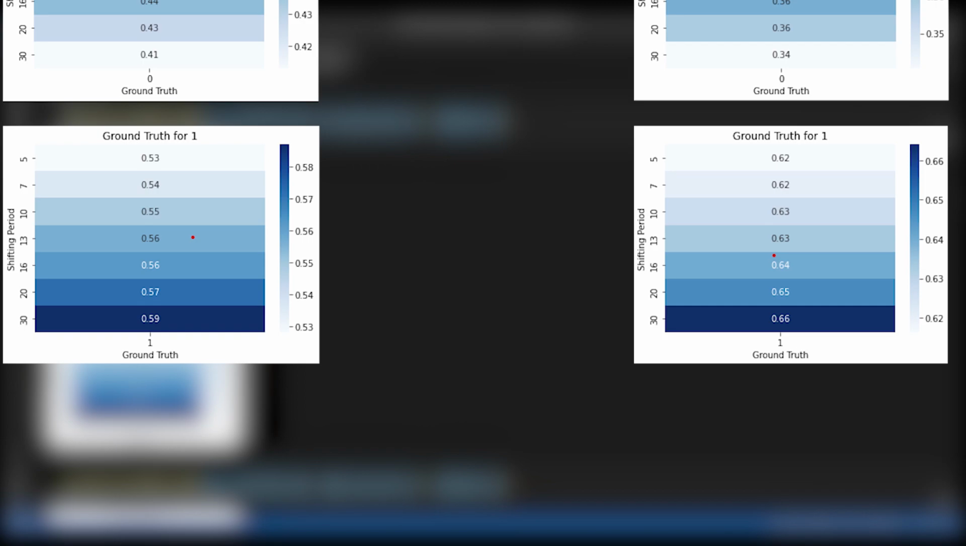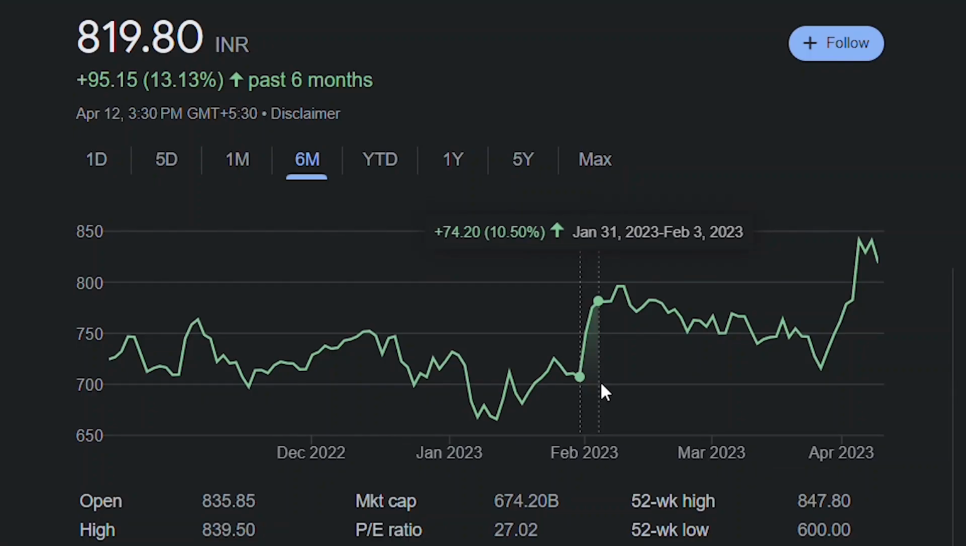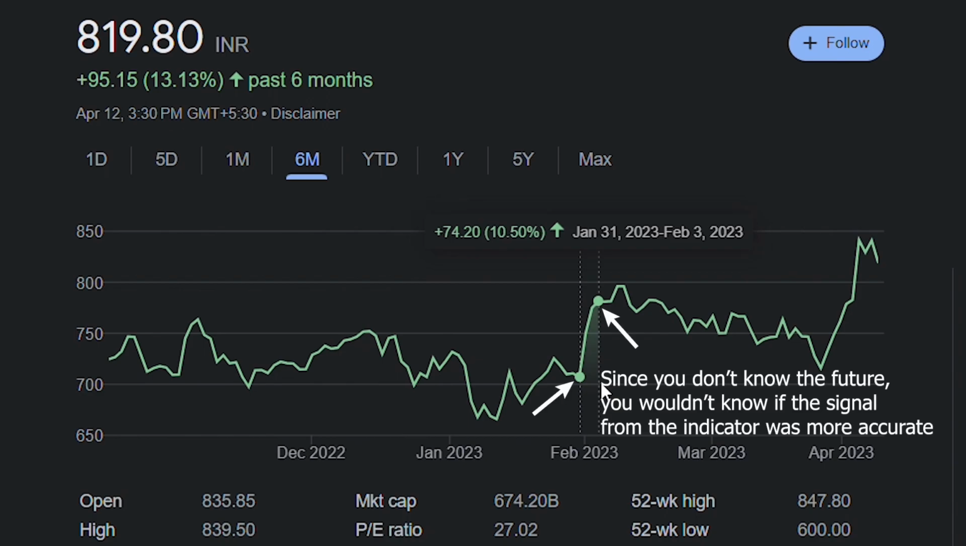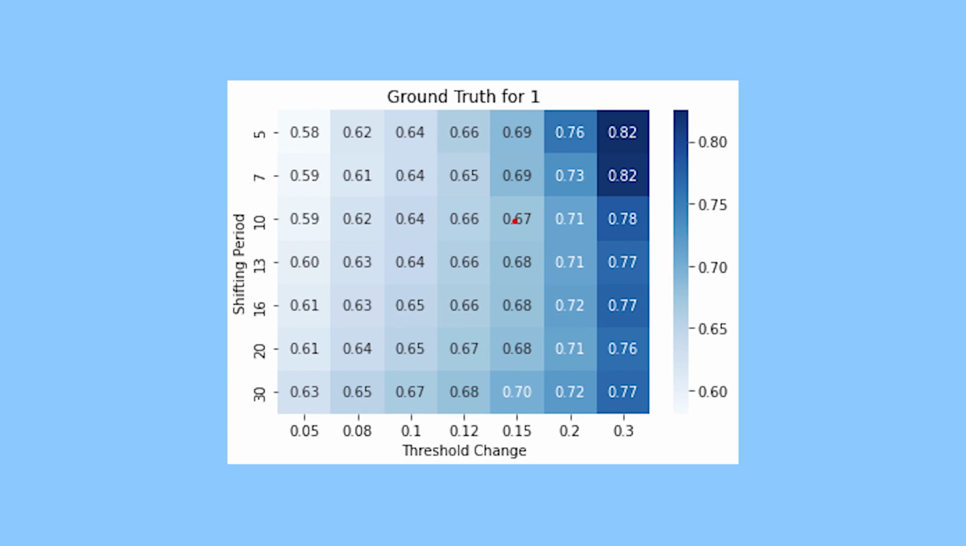What this also translates to is that the technical indicators give more accurate signals on days when there is higher expected volatility. Now, the reason I say expected volatility is because you cannot know if 5 days from now the price will be up or down by 10%, right? If we knew that, there would be no point in doing all of this. But for finding out the efficacy of technical indicators, we can use the future price data for the creation of the dataset. The first thing we need to take a look at is a more detailed visualization of the ground truth. Now, apart from the shifting period, we also have threshold change on the x-axis.